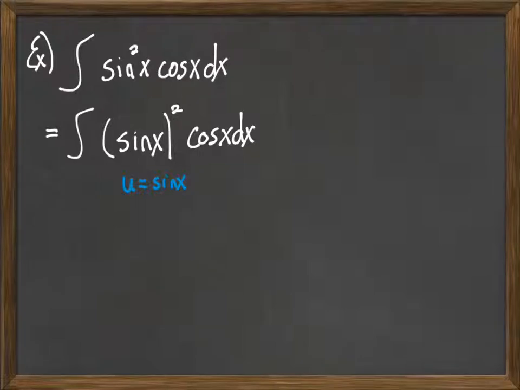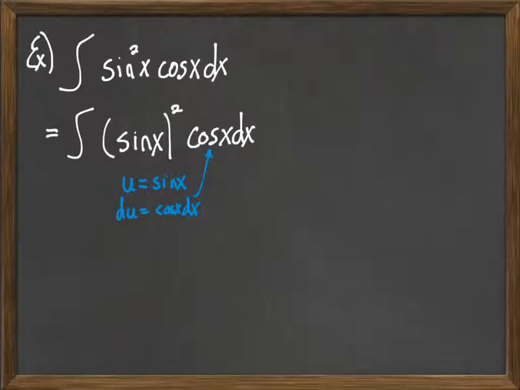And we just have to hope that it's going to work, if the rest of the stuff that's left over happens to be what we need. And so we find du by differentiating sine x. We say, well, that's cosine x dx. And lucky us, that's exactly what we have left over.